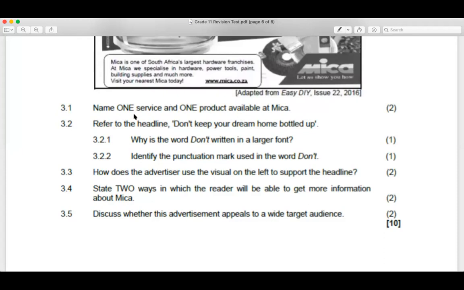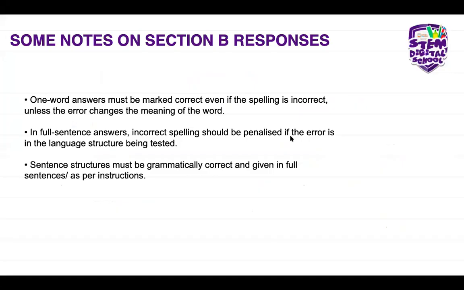It says, name one service and one product available at Micah. If you did EMS in Grade 7, 8 and 9, you will understand the difference between a product and a service. We talk about that all the time. It does not only apply to Business Studies learners in Grades 10, 11 and 12. We know that one is tangible and one is intangible. Okay, let's go.